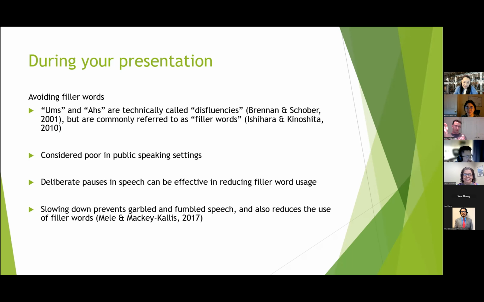Deliberate pauses are very effective. That silence can be utilized to hit home a point or allow people to think. So don't be too uncomfortable with that. And slowing down and not flying through it prevents garbled or fumbled speech and reduces the use of filler words. So take your time. Again, 12 minutes goes by fast, but it also can be utilized to the fullest.